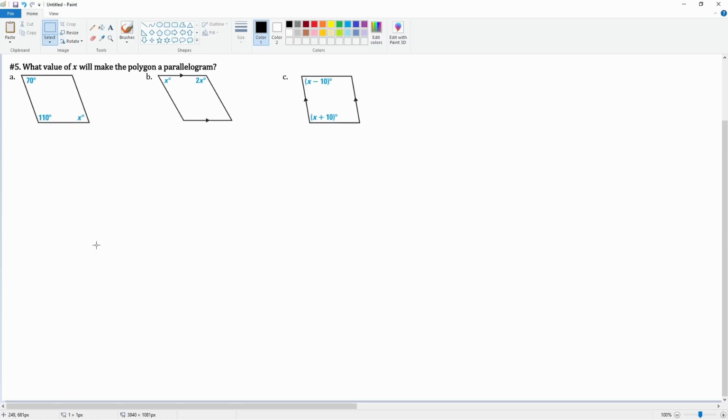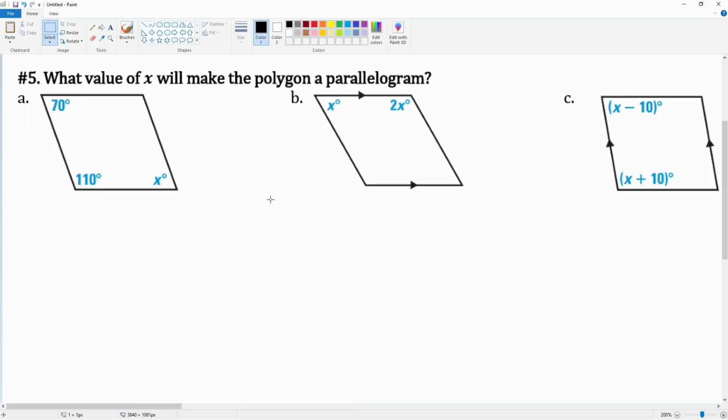Number 5, what value of x will make the polygon here a parallelogram? So what we know from a parallelogram is that the opposites have to be congruent. So this has to be congruent to this. So x has to be equal to 70 degrees.